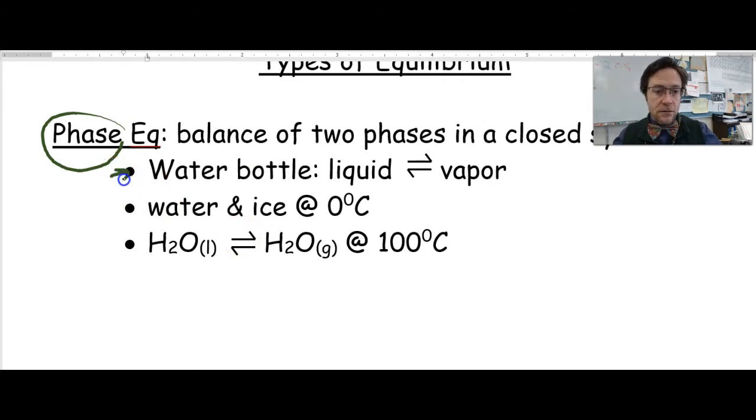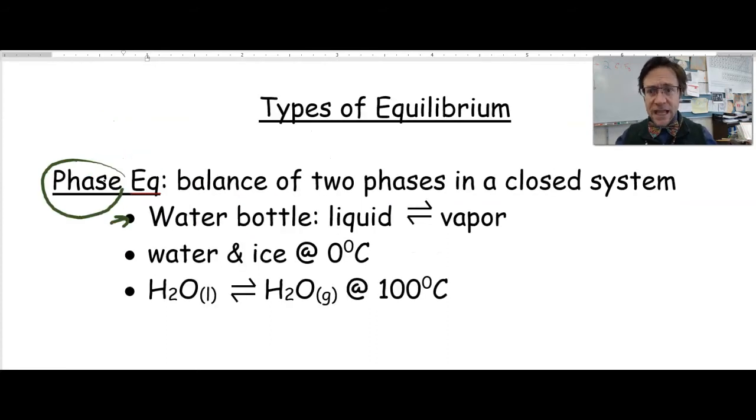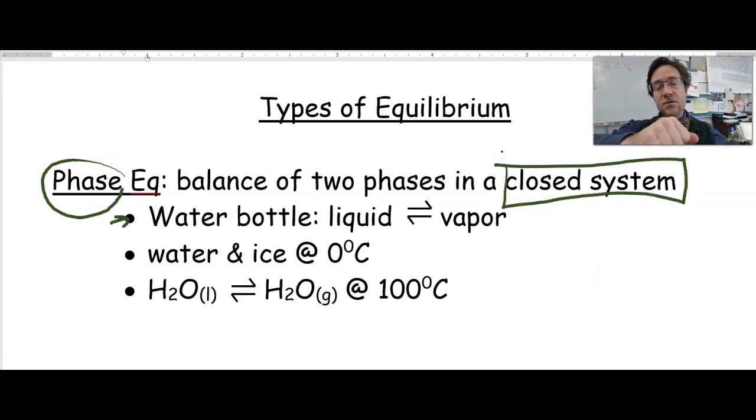Like right there. Now again, it has to be in a closed system, right? As soon as you take the lid off of that water bottle, you're not going to have a system at equilibrium, because as soon as a particle of water evaporates, it's just going to float up and out and away, and it won't be in the bottle to condense and go back into the liquid phase. So it's got to be a closed system.